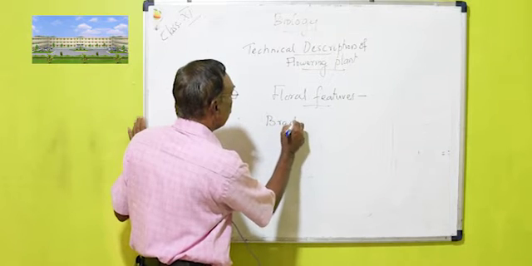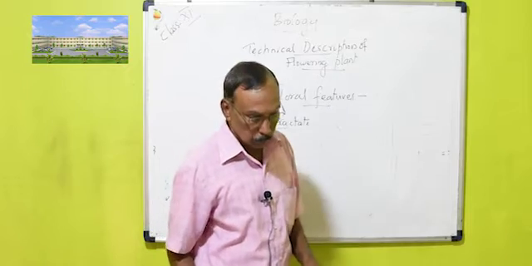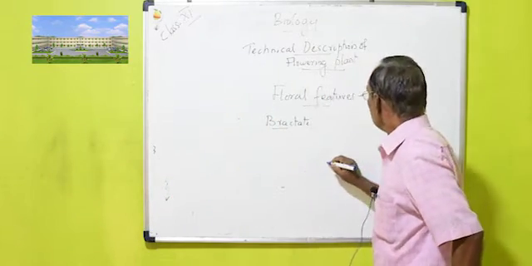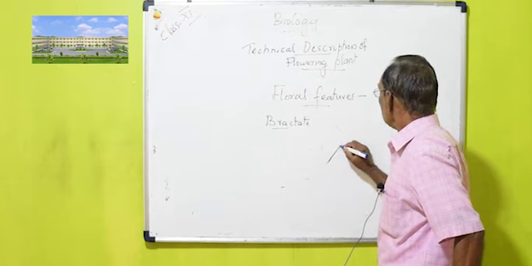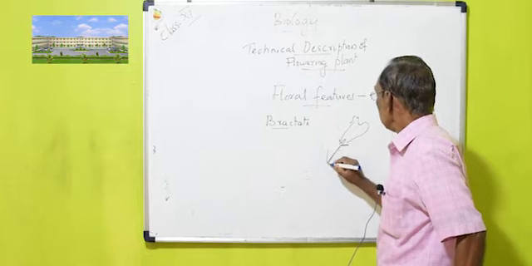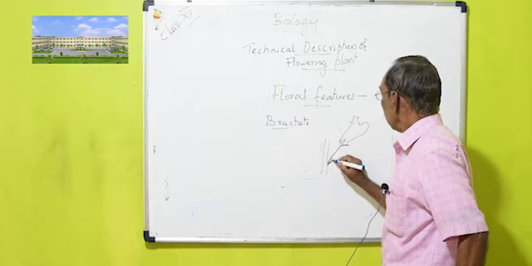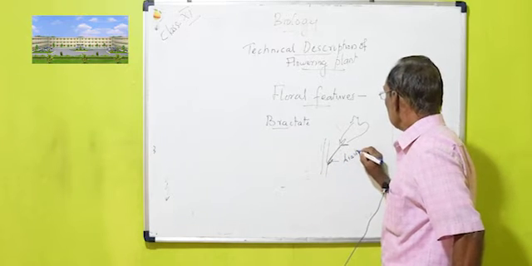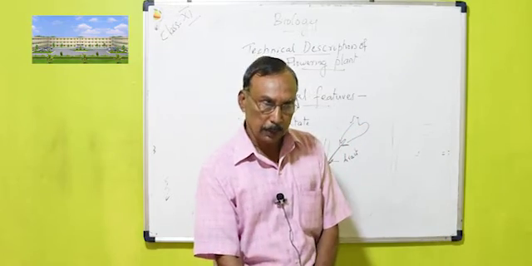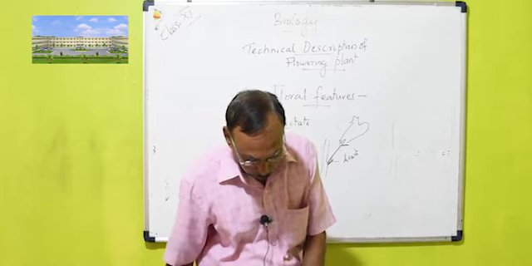abractate. You studied that bractate means: at the place where the flowers are produced, in some plants there is a leaf-like structure. Suppose this is a flower. At the place where it is produced, you can see a leaf-like structure, and this is called a bract. All flowers may not have this bract. The presence of a bract is a bractate flower, and the absence is abractate. That is the first thing we discuss.